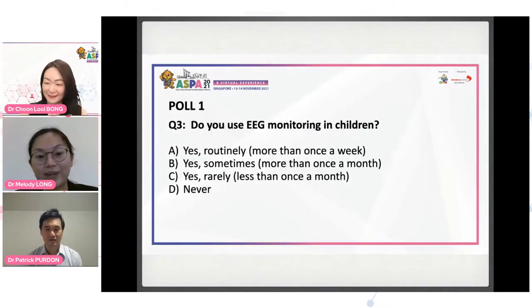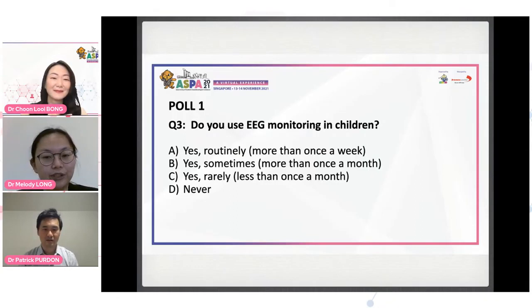For our third question: do you use EEG monitoring in children, and how often do you use it? Our poll results show that 42% of us have never used EEG monitoring in children. We hope you would consider using EEG monitoring in children after today's lecture. The numbers are changing.